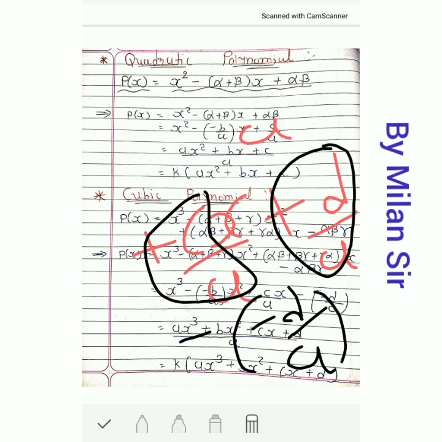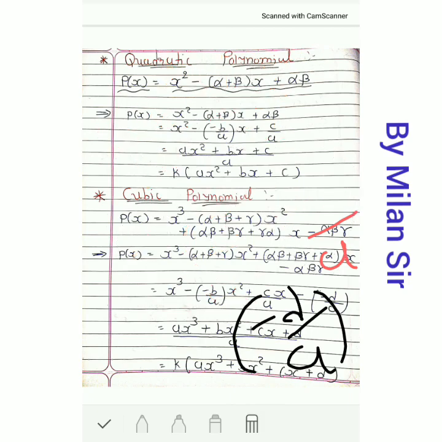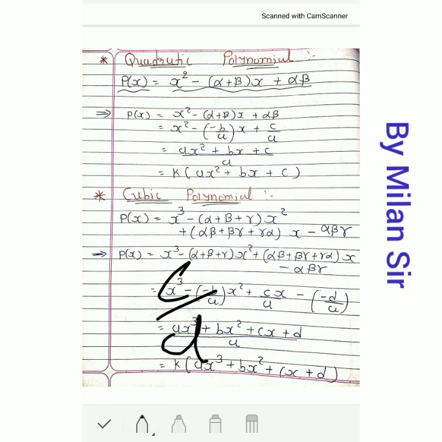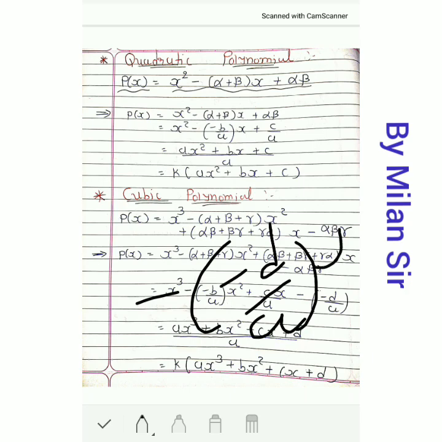so what we get here, a cuts, so we get x cube, then here we write minus minus b by a, so this is the formula of alpha plus beta plus gamma, x square as it is. Then in place of c by a, now c by a x, so in place of c by a I am writing alpha beta plus beta gamma plus alpha gamma, and at last minus minus d by a I am writing minus alpha into beta into gamma. So in this way we can also get the cubic polynomial.